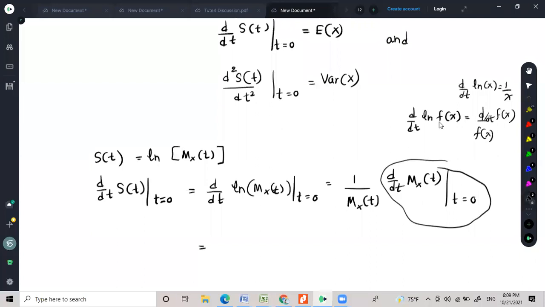That is why we call it the moment generating function. What do you get? Take the first derivative of the moment generating function and set t equal to 0, and you get the mean. Yes, you get the first moment. So this part will give you E[X].